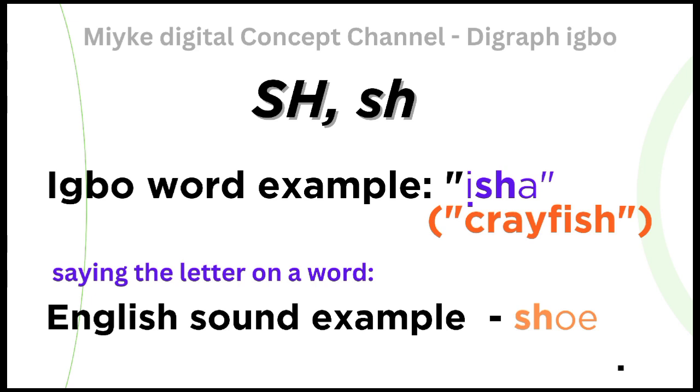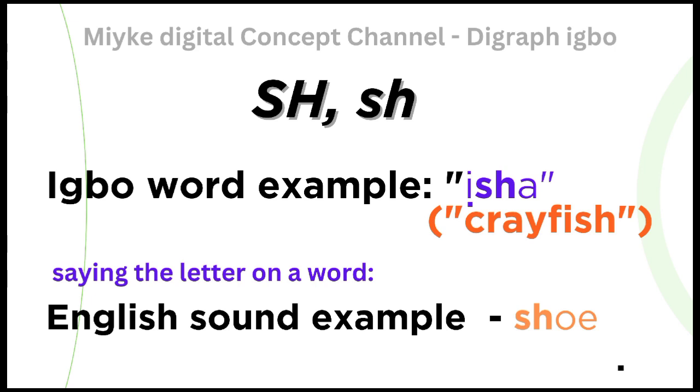The second one that follows is she. Sh, she. In Igbo, an example you can use is isha, which is crayfish. Isha. It also gives the sound of the letter sh. And if you convert it to an English word, the sound you can equate it to is shoe. That is she, shoe. That is about chi and she.